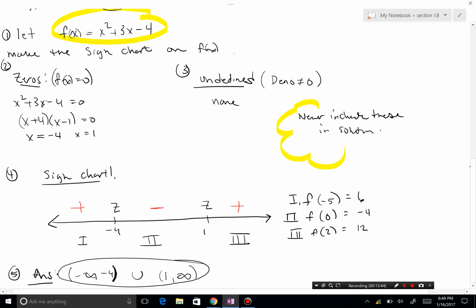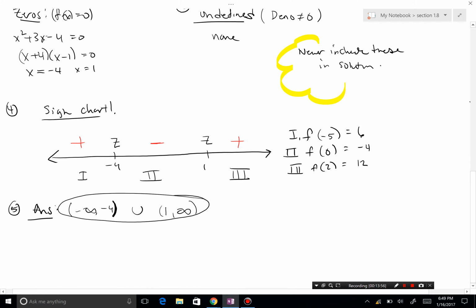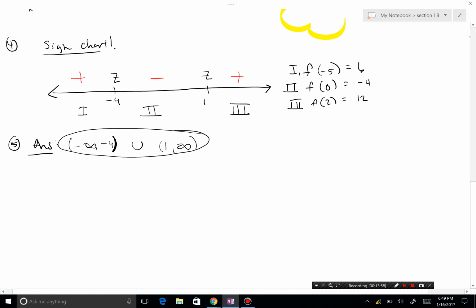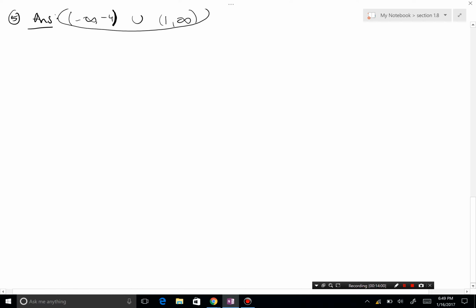Then plot your zeros and undefineds on your sign chart. Test the intervals with random numbers. Where do you test them? In the function. That's why we named them. And then finally, give the answer of what we need to give, whether it be greater than or less than 0 or equal to 0. It's really that simple.